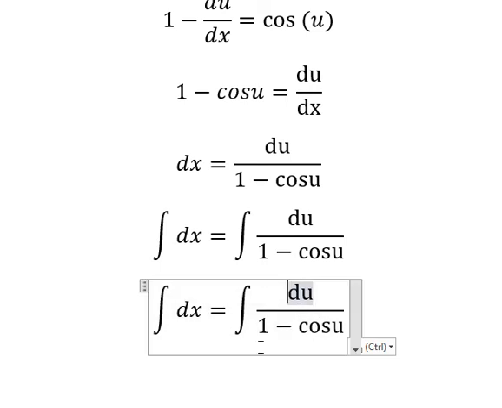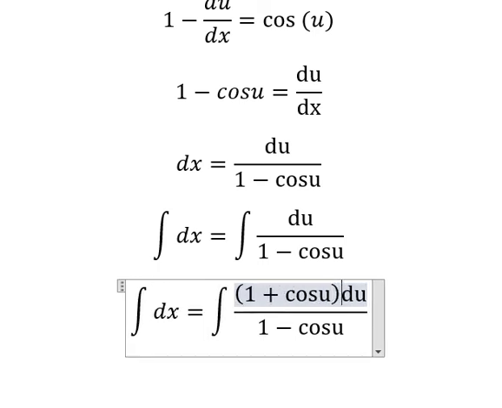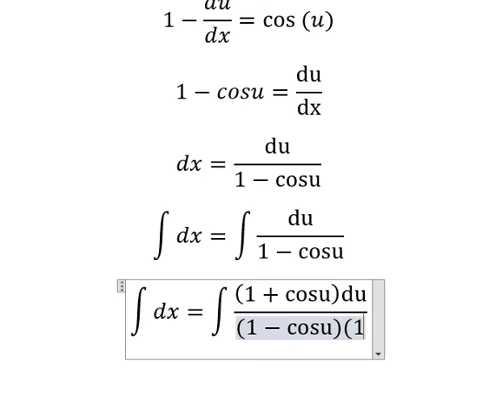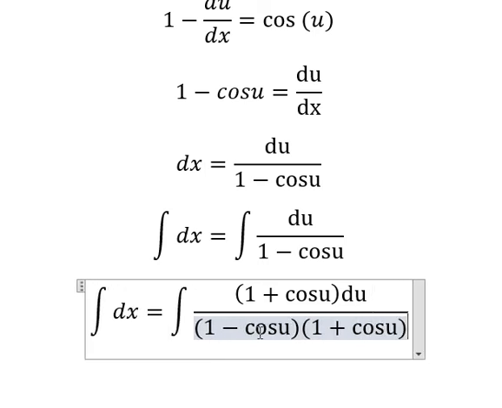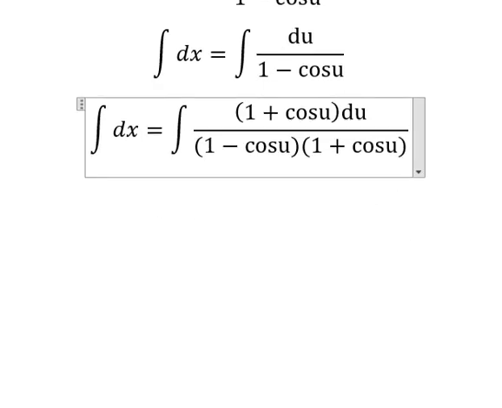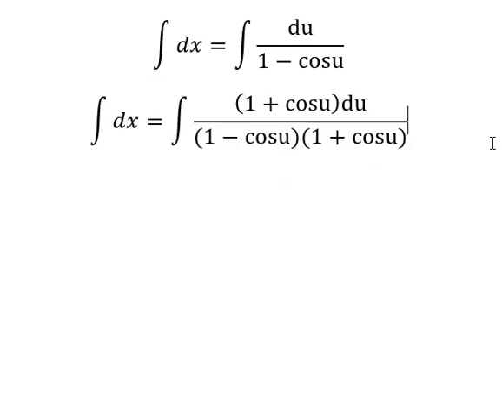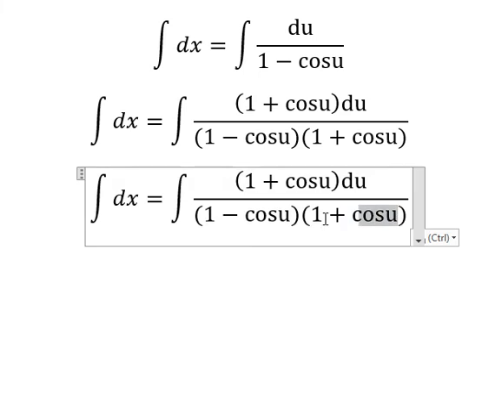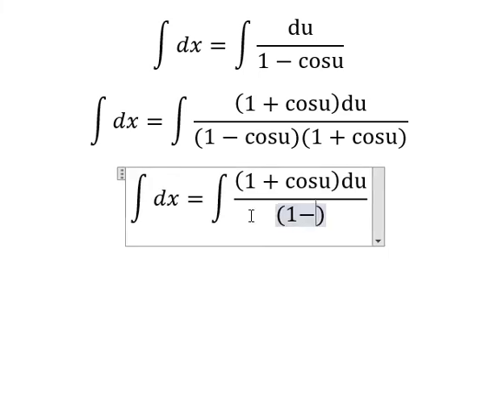Next, we need to multiply by 1 plus cosine u on the numerator and denominator. So this one in here, we have 1 minus cosine u squared.